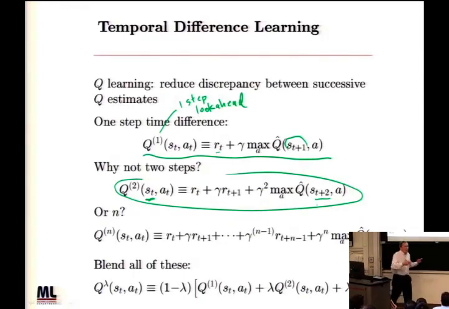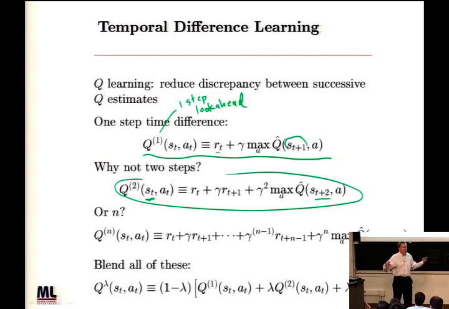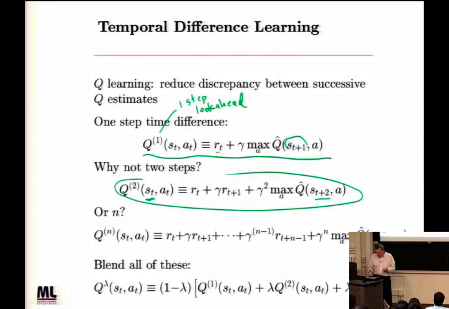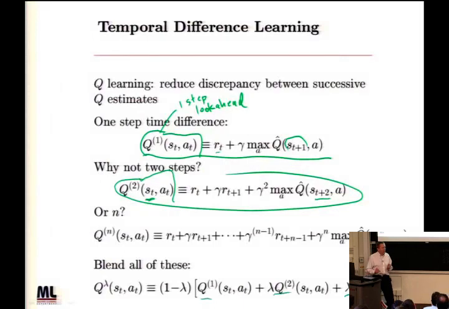Or n steps. It wouldn't have to stop at 2. And in fact, we can do them all. So we can blend them all. If we say this is our Q1 update, the one step ahead update, here's a 2-step ahead update. What we could do is say, well, we're going to do them all, and we're just going to blend them.